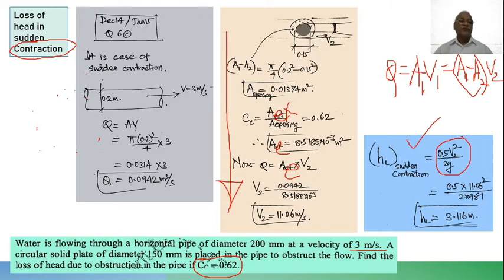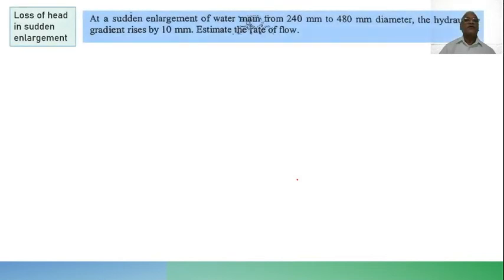Hope you have understood. If CC is not given, the thing is quite simple. You could have found the velocity V2 by this format. Once you know the velocity, you could have used this equation to find out the head loss. Okay, fine. Next.